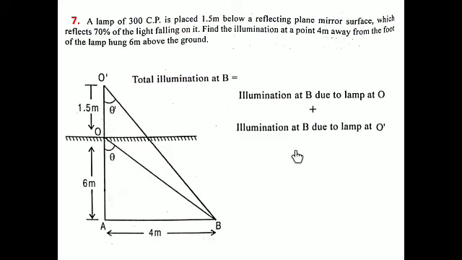By using this content you can easily predict the illumination of B at O, then the illumination of B at O dash. By adding these you can easily find the B value. It will be simple, so solve it. We will only declare the answer for this, that is nothing but 7.38 lux.